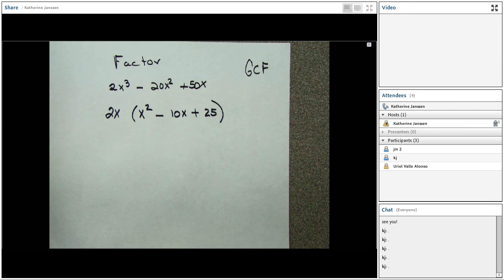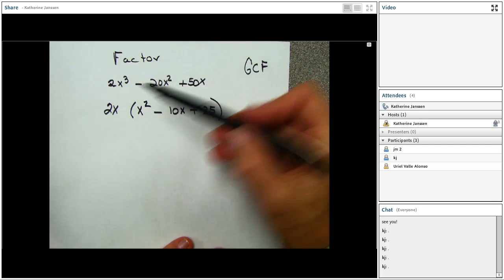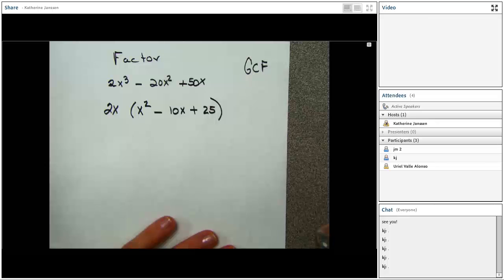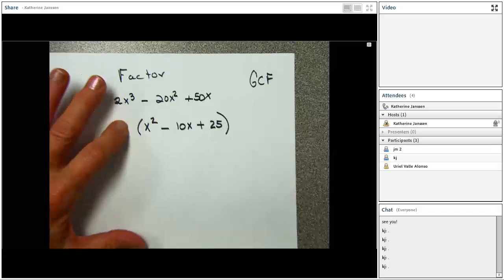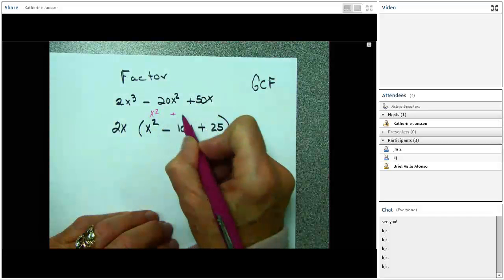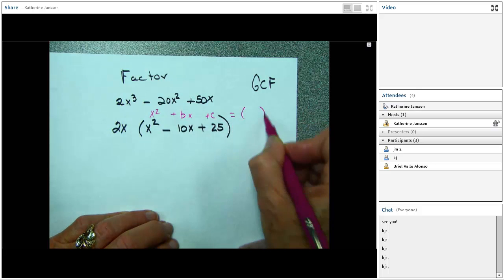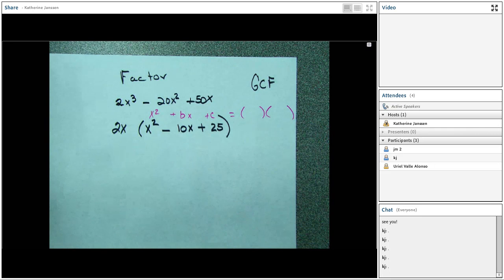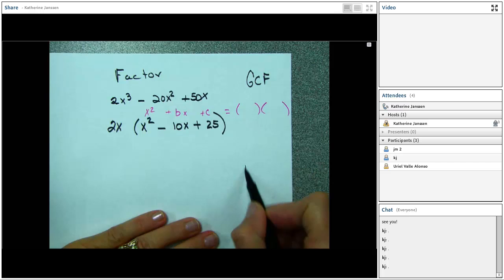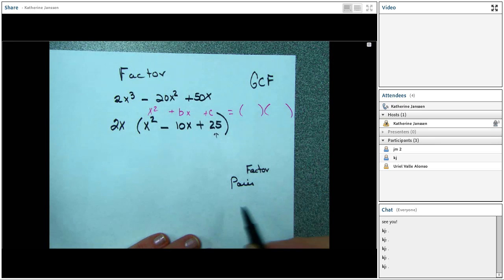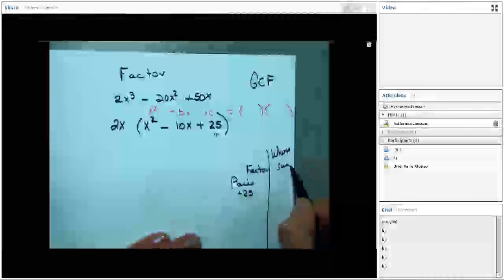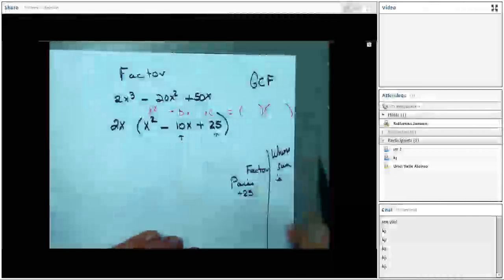So distribution in reverse. I factored out my greatest common factor, which is 2x. I have 2x times a polynomial, and it looks like this polynomial is of the form x squared plus something times x plus c, which we expect we can factor as a product of two binomials. So I'm going to build my factor table. Factor pairs of the constant, positive 25, whose factor pairs sum is the coefficient of the middle term.